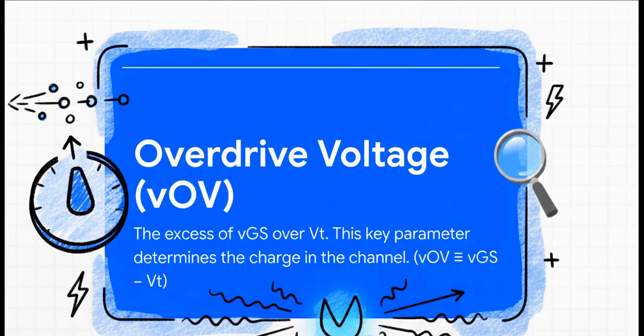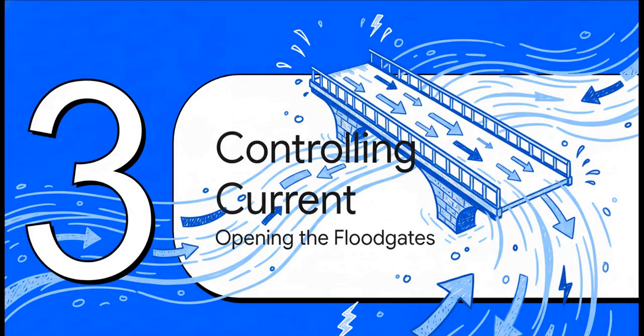Now, what happens after we cross that threshold is what's really important for controlling things. Any voltage you apply to the gate that's above that minimum VT is called the overdrive voltage. Think of this as your control knob, like a dimmer switch for a light. The more overdrive voltage you apply, the more electrons you suck into that channel, and the stronger and more conductive that bridge becomes. This is literally how we control just how much the transistor is turned on. All right, so our bridge exists. We've created the channel.